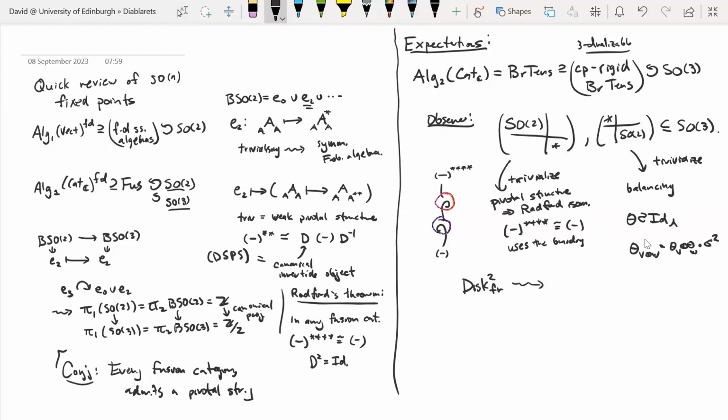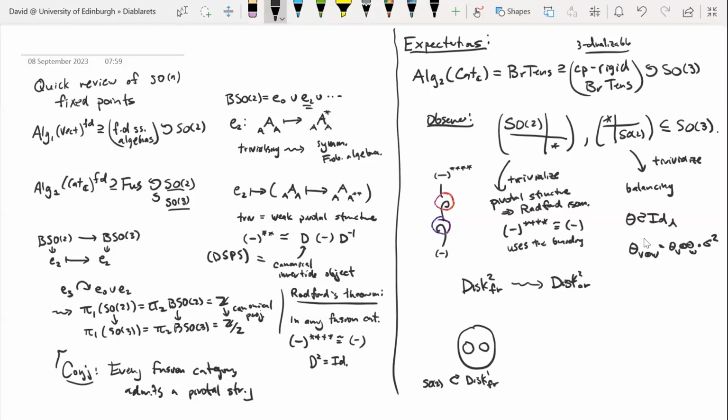So I only talked about framed disks, but there's also a notion of oriented disks. And the picture that you should have in mind, of course, is here was our picture for disk 1 framed. And if we want oriented disks, then what we want is there's an action of SO2 on disk 1 framed, which commutes with everything, and the action is just given by rotation of each disk.